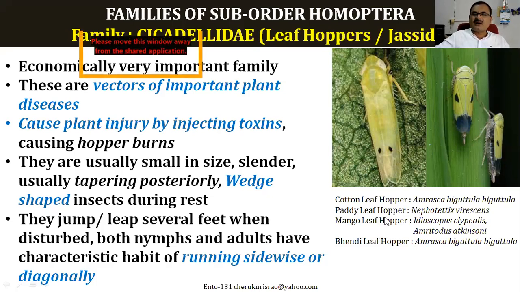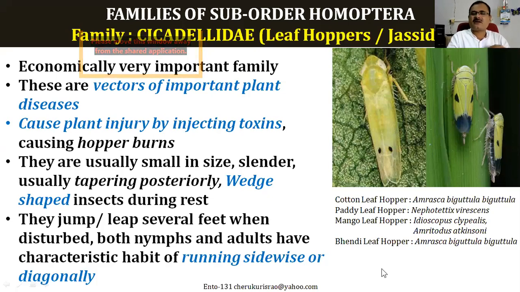You can see here the paddy leaf hopper, Nephotettix virescens, is very important. The mango leaf hopper, Idioscopus, is also very important. The most commonly seen hopper, just look at the bhendi leaf near your home or any leaf, you'll find a small hopper on the underside of the leaf, in both nymphal and adult stages. They are nothing but Amrasca biguttula. It's commonly seen everywhere, whereas the paddy leaf hopper and mango leaf hopper live only on paddy and mango respectively.